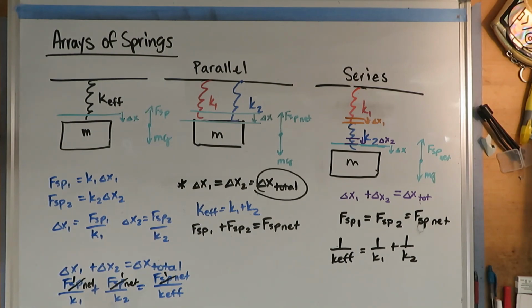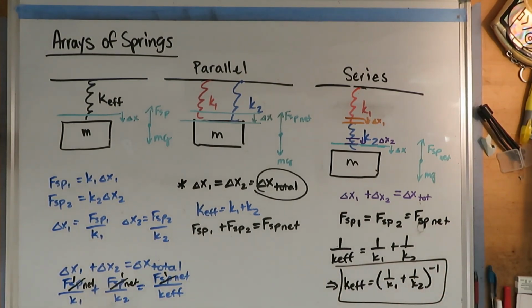You generally won't see that. This one really means, because I haven't actually solved for my effective spring constant, it's really (1 over k1 plus 1 over k2) to the negative 1. So this is your effective spring constant in series. This is your effective spring constant in parallel.